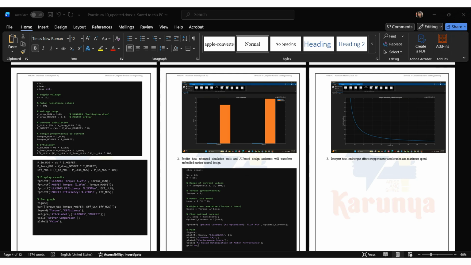Overall, this simulation demonstrates how driver choice, intelligent optimization, and load conditions significantly influence stepper motor performance, and highlights the importance of efficient driver design and proper system tuning in embedded motion control systems.